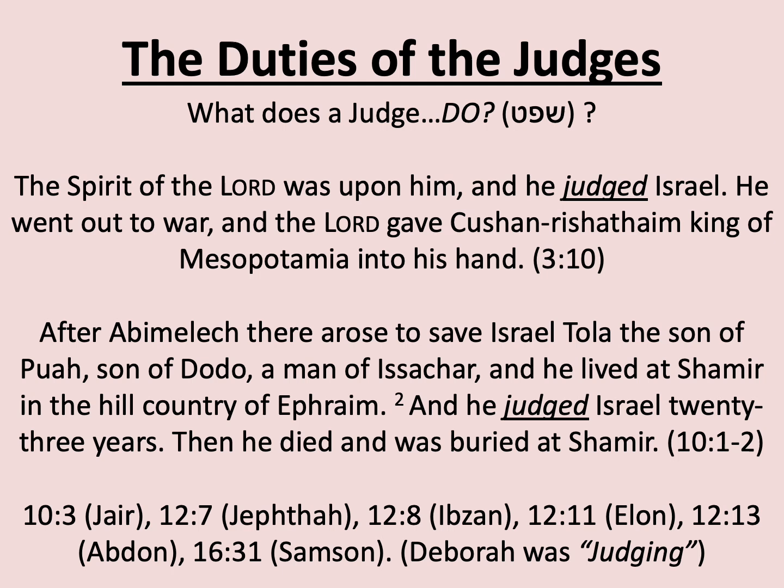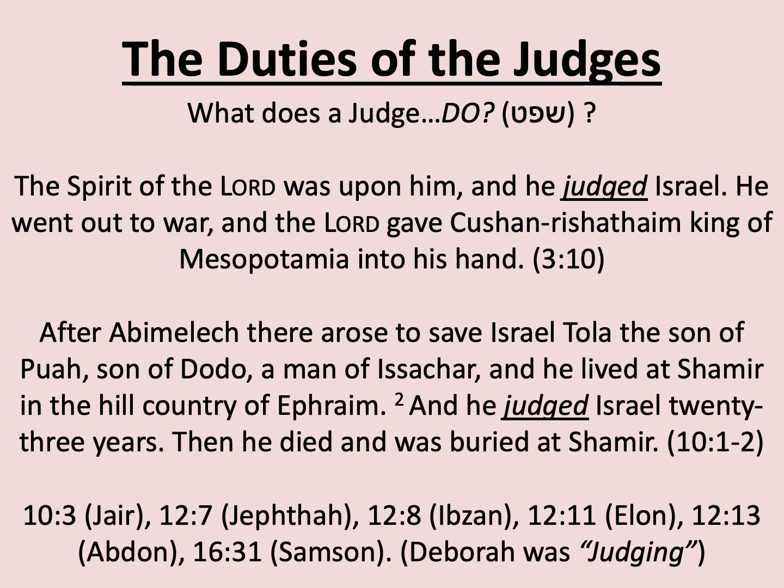We read also in Judges chapter 10 that after Abimelech, there arose to save Israel Tola, the son of Puah, son of Dodo, a man of Issachar, who lived at Shamir in the hill country of Ephraim. He judged Israel 23 years. Again, is this him making decisions? Is he militarily leading Israel? What exactly was he doing?